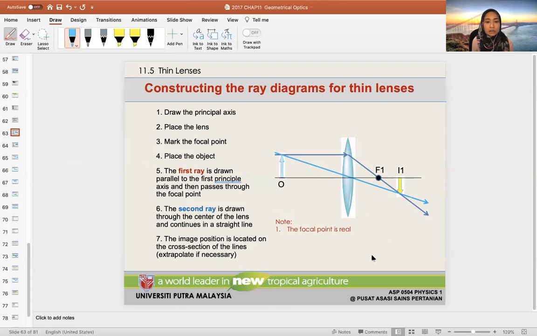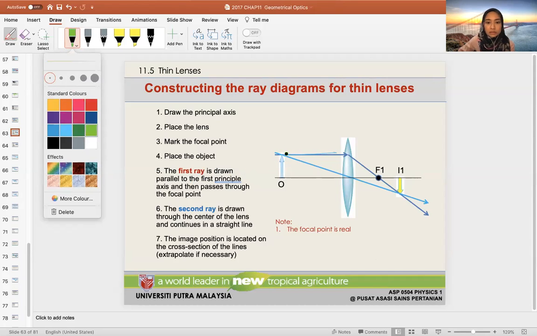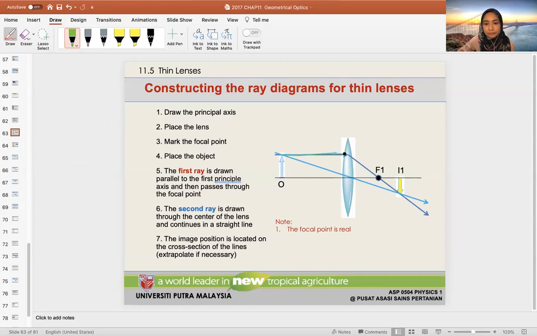Let's do one. Draw the principal axis, must go through the center of the lens. Place your lens, mark the focal point, place the object. First ray is drawn parallel. Okay, from the top, let's use a different color. Let's use green. So from the top of your object, goes through. It does not reflect, it refracts because it's a thin lens, and it goes through the focal point if it is a converging lens. And the other one goes through the center.